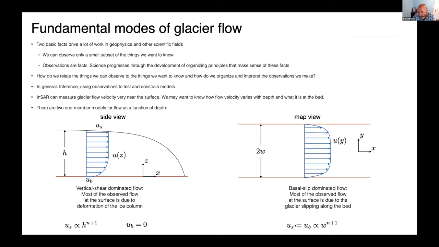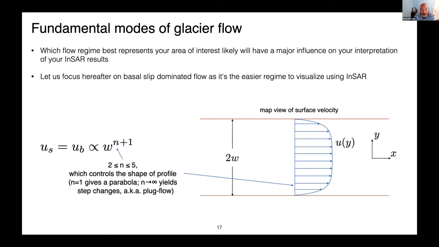The opposite end-member case is when the surface velocity is equal to the velocity of the bed. And then this kind of thing depends less on the overall thickness of the ice, and it depends more on the width of the glacier, the kind of thing that we can actually observe. So it ends up scaling as width to the n plus 1. And again, this kind of shape is driven by this value of n, the kind of thing that we can really start to pick apart when using InSAR observations.